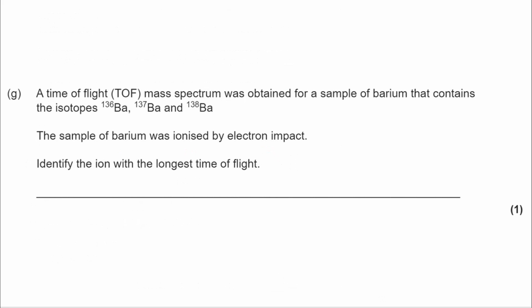Okay, moving on to part G, we have got here a time of flight mass spectrum, and we've got ions of barium 136, 137 and 138. Which of these has the longest time of flight? Which is slowest? Well, remember, in the acceleration phase, they are all accelerated to an equal kinetic energy. Now, larger particles with the same kinetic energy will move more slowly and therefore take longer. For that reason, we're going for the biggest isotope, barium 138.